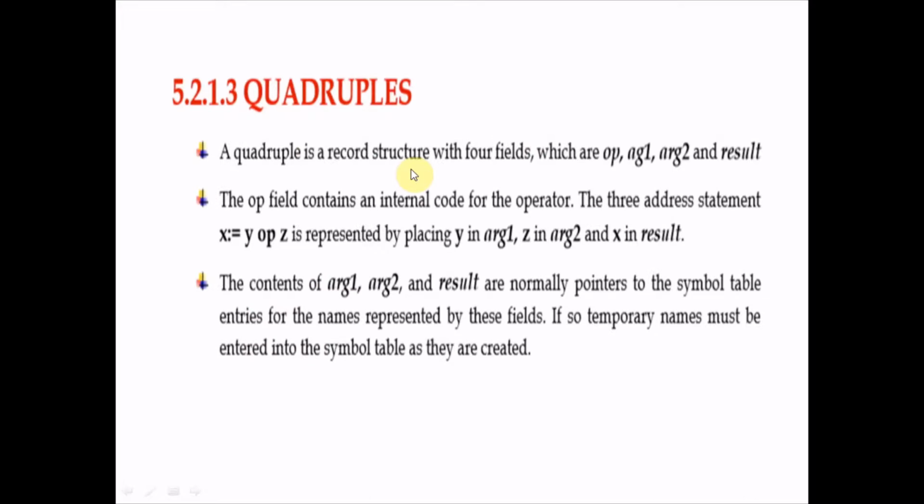So what is a quadruple? Quadruple is a record structure with 4 fields, which are one for operator, then argument 1, argument 2 and the result. For example, if x equal to y op z, then y is in argument 1, z in argument 2 and x in result and op in one of the fields. So in total 1, 2, 3, 4 fields will be there. This can be represented as a record structure. Hence it is a quadruple.